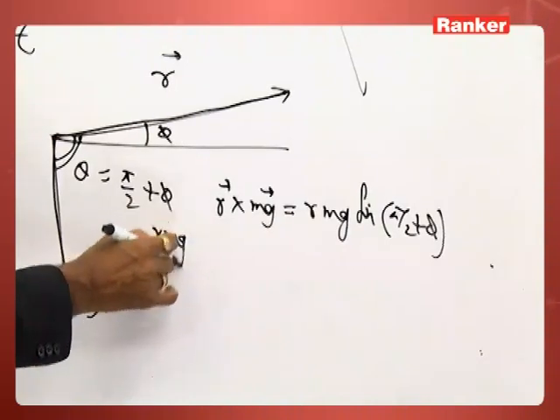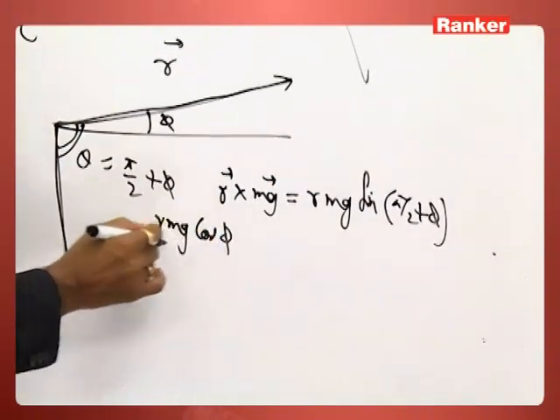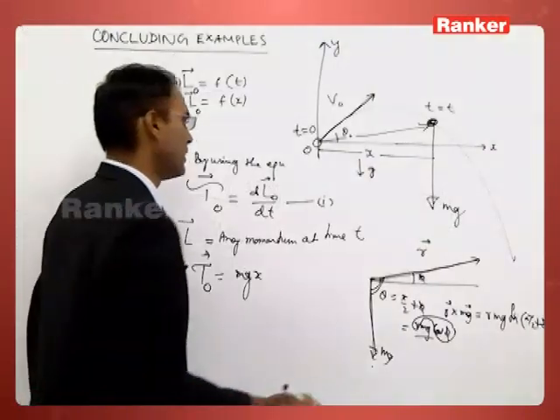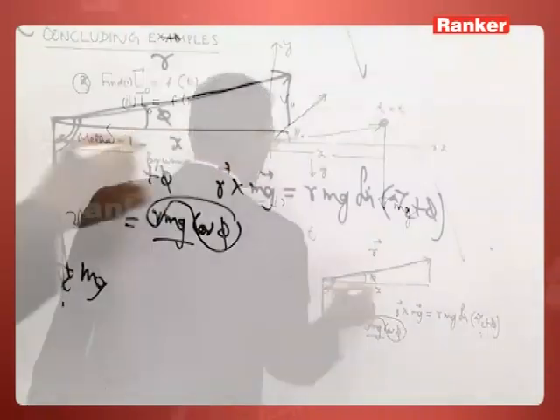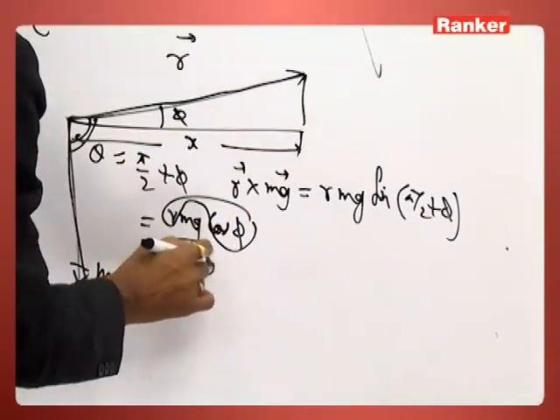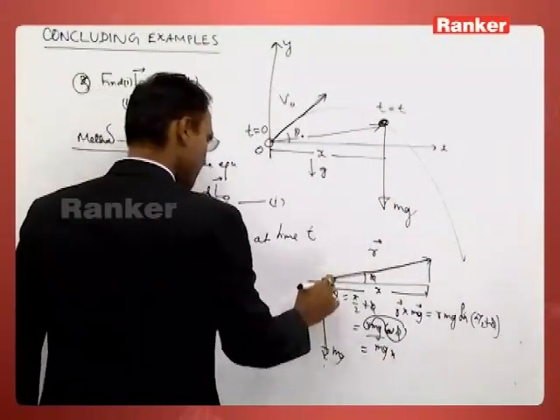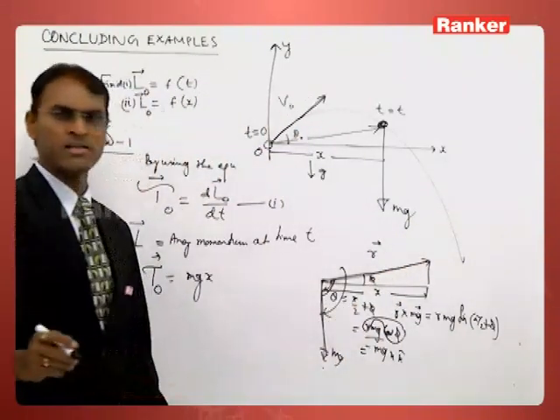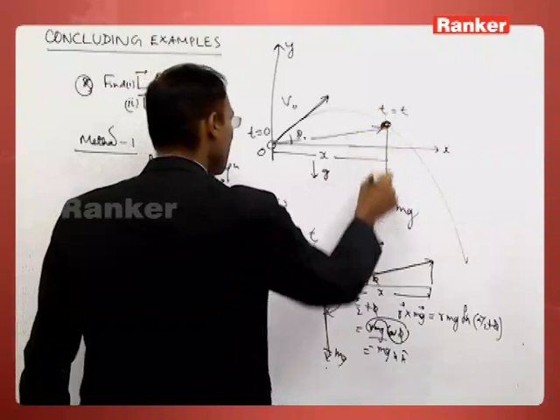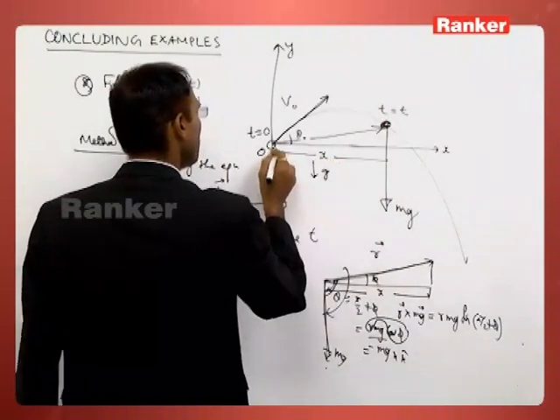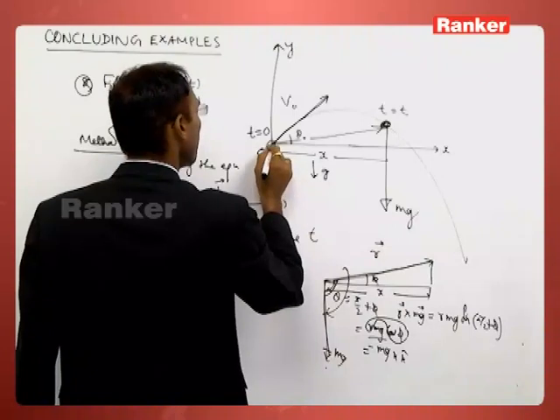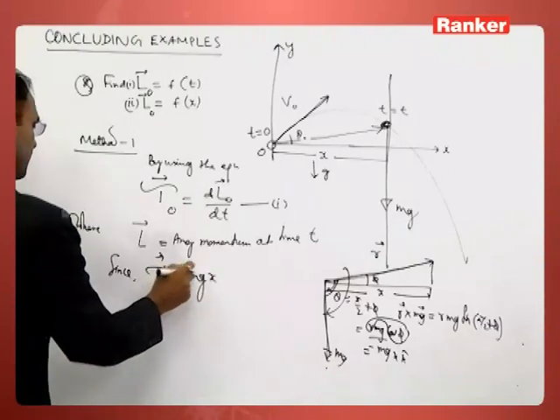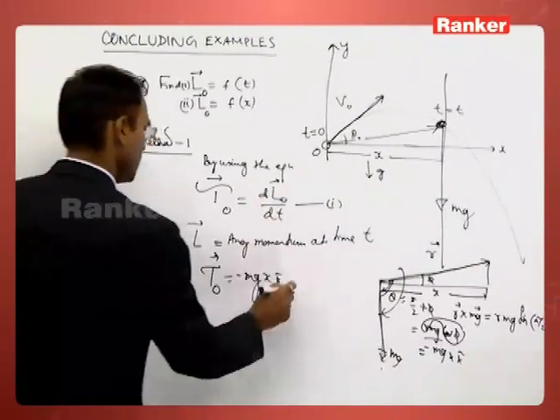That's equal to cos phi multiplied with r mg, but we know that r cos phi is equal to x. So it is mg into x, and direction wise r cross mg is clockwise, or in the minus k cap direction. Or directly you can just write mg into the perpendicular distance from the reference point onto the line of action, and direction is minus k cap. Equation number 2.